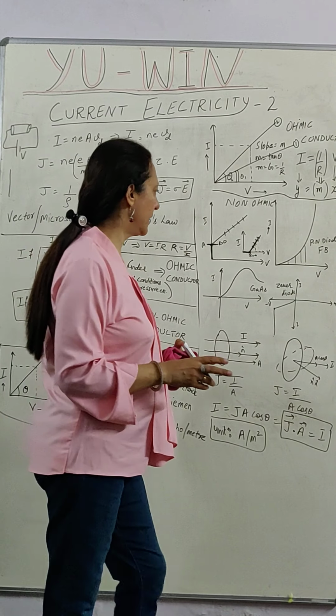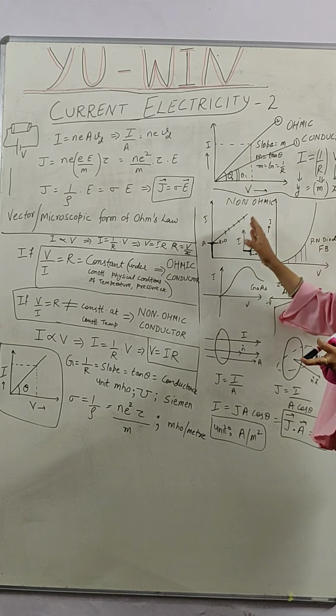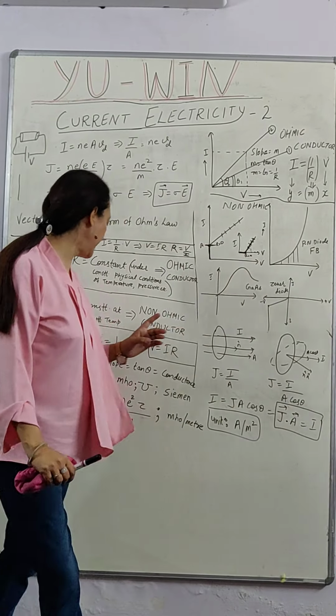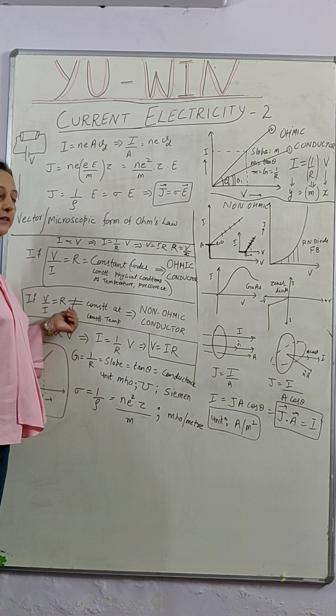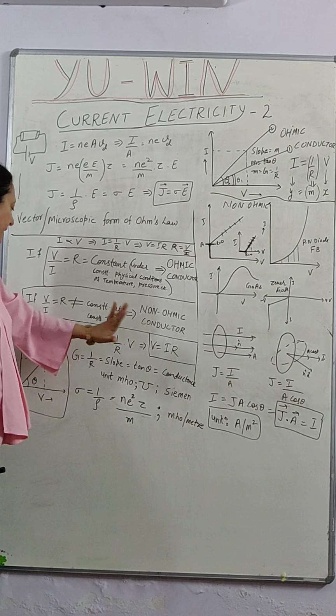So sometimes one marker comes out the graph of non-ohmic conductor, identify the graph, whether it is ohmic or non-ohmic. So you must be very clear about 2-3 things. Non-ohmic conductor is the one for which V by I is R, but this is not constant. It varies from point to point. At the different points, the resistance is different.